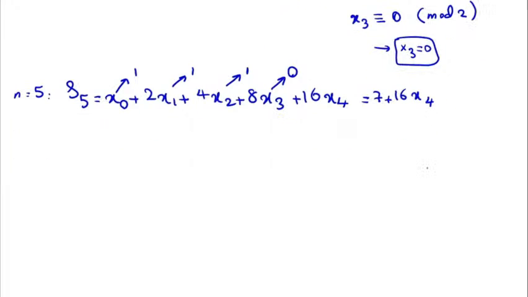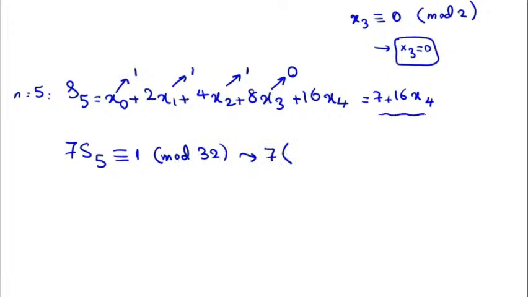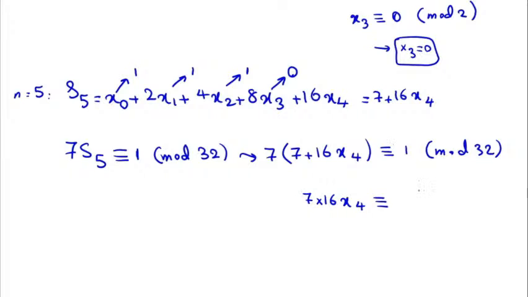Now, we know by the assumption of the problem, 7s5 is congruent to 1 mod 2 to the n, which is 32. And if we replace s5 with this part, it will be 7 times (7 plus 16x4) congruent to 1 mod 32. Now, 7 times 7 is 49. So we write 7 times 16 x4, plus 49. Take it to the right-hand side, negative 48 mod 32.